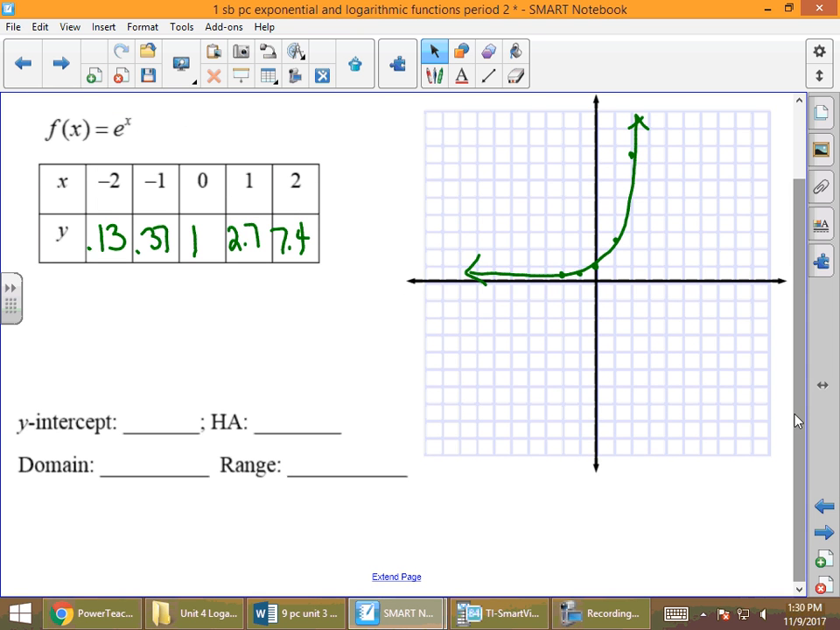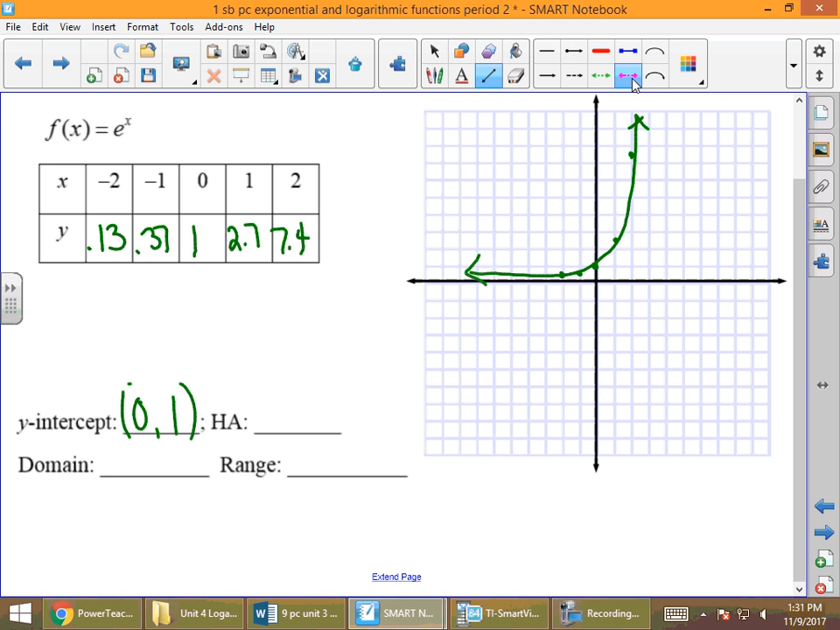And what we want to know is, well, what's the y-intercept on this graph? Well, 0, 1. Do we have a horizontal asymptote on this graph? And just like yesterday, we do. It's the x-axis, and the equation of that is y equals 0.